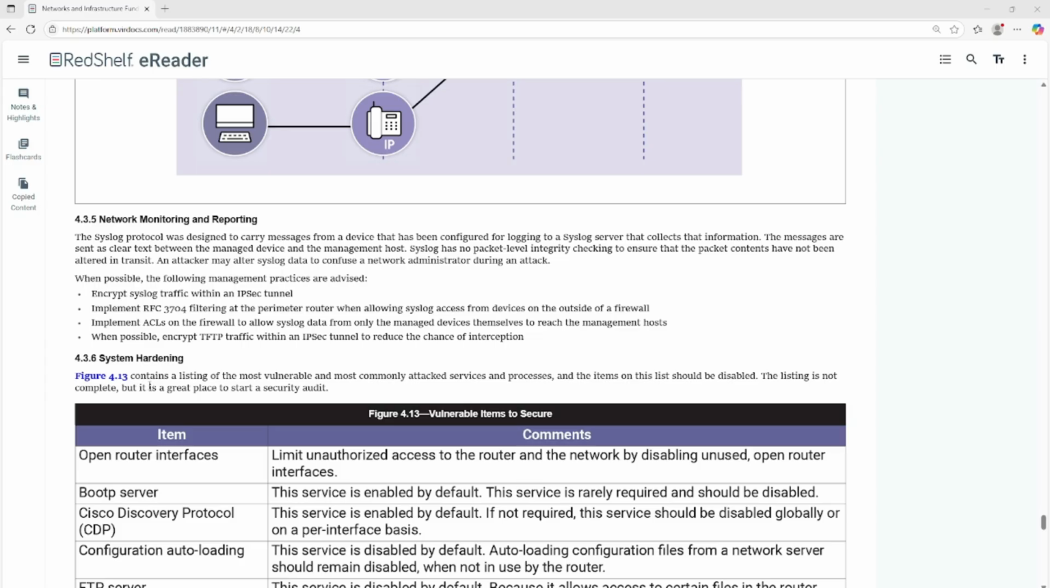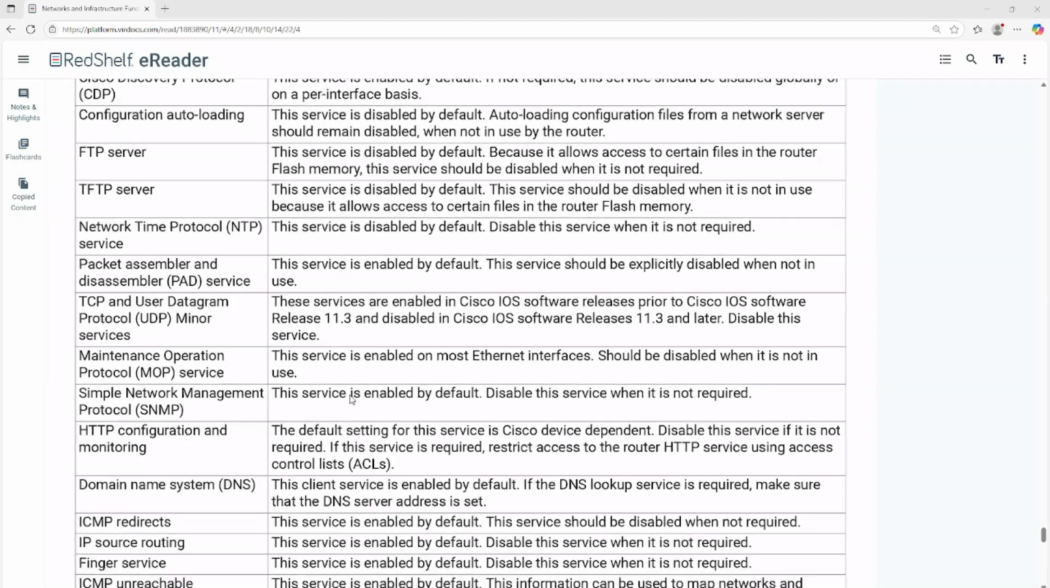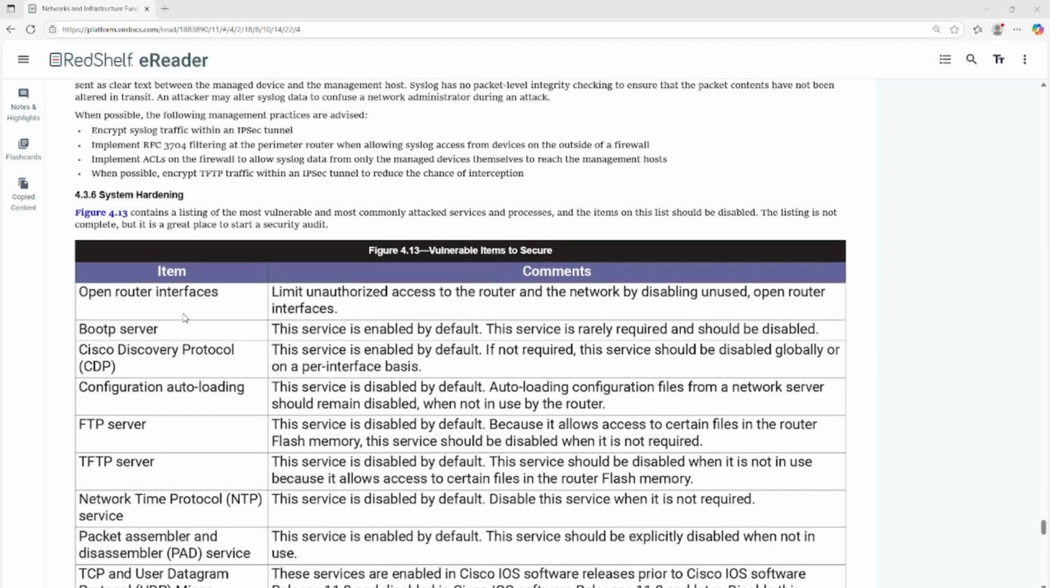System hardening. The table in figure 4.13 contains a listing of the most vulnerable and most commonly attacked services and processes. Yep, keep all this in mind. It's important for you to know the vulnerable items that need to be secured. Open router interfaces. It is vulnerable. So you have to think about ways in which that can be secured.